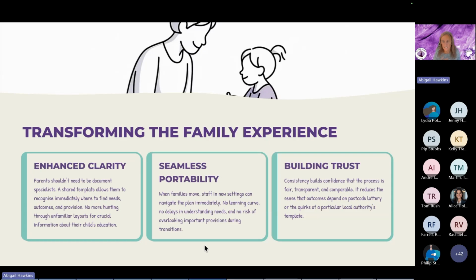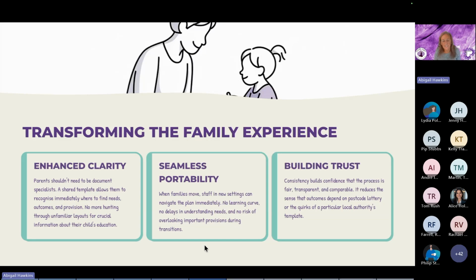So, enhanced clarity. They don't need to be a document specialist. We have to recognise that some of our parents have needs themselves, and those documents are not the easiest thing to read at the best of times. So making it as simple as possible for them. A shared template allows them to recognise that, to see the outcomes, to see the provisions, and they're not having to hunt through things.